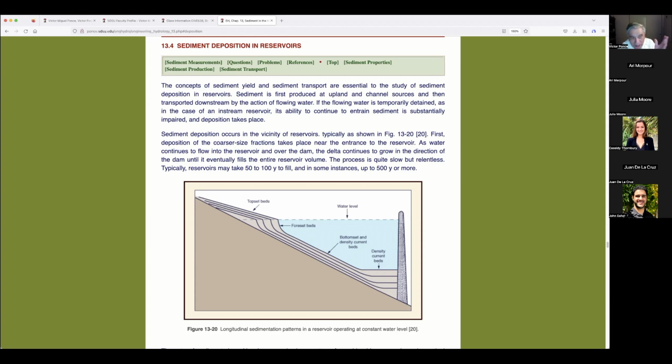That goes without saying. Okay, sediment deposition occurs in the vicinity of reservoirs. Typically, there's a bug in there, it's a comma. Typically, as shown in figure 13.20.